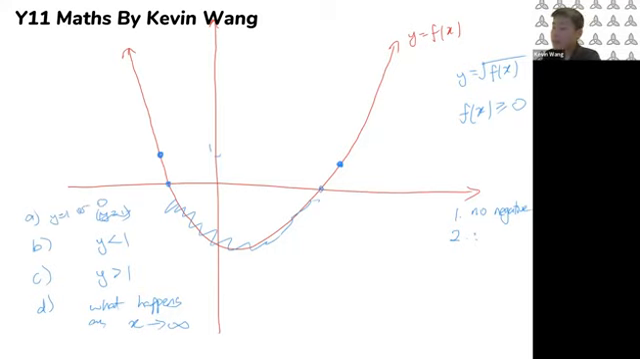So the next step then is to consider when y is less than 1, okay? So when y is less than 1, what happens when you square root y is that y is going to be less than square root of y.